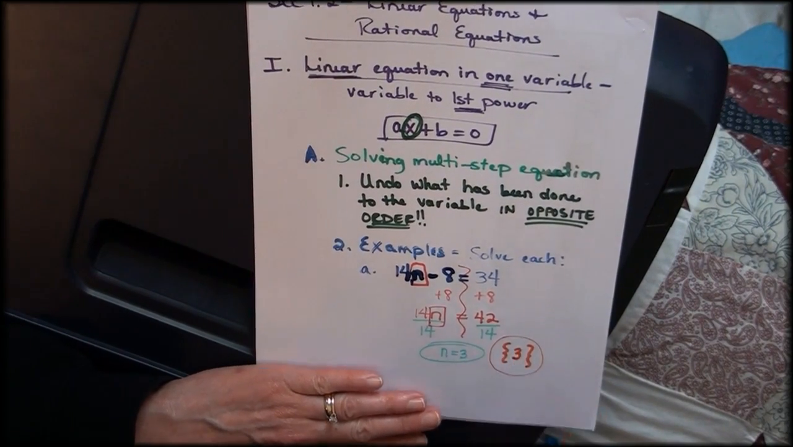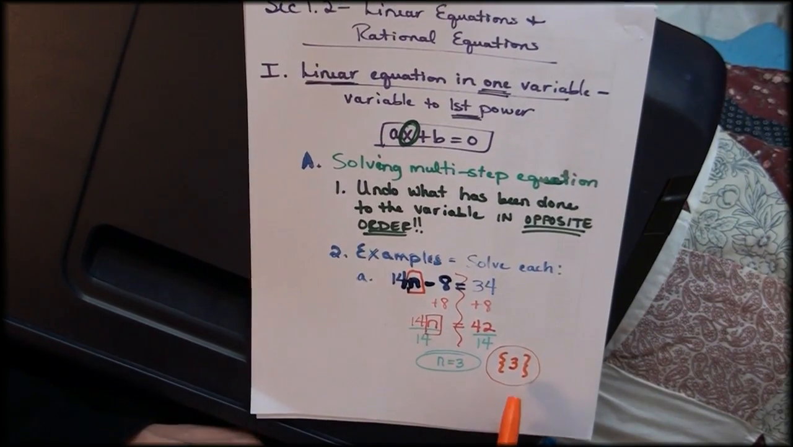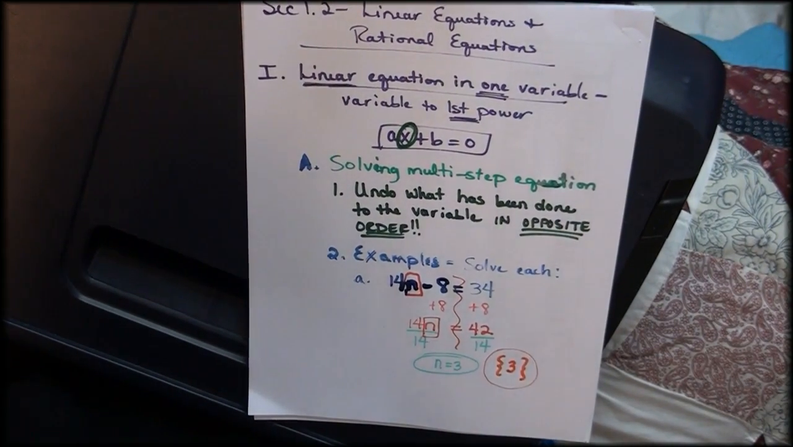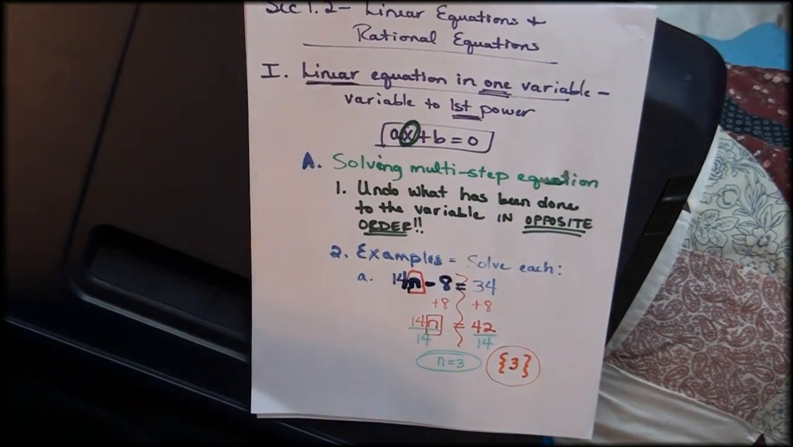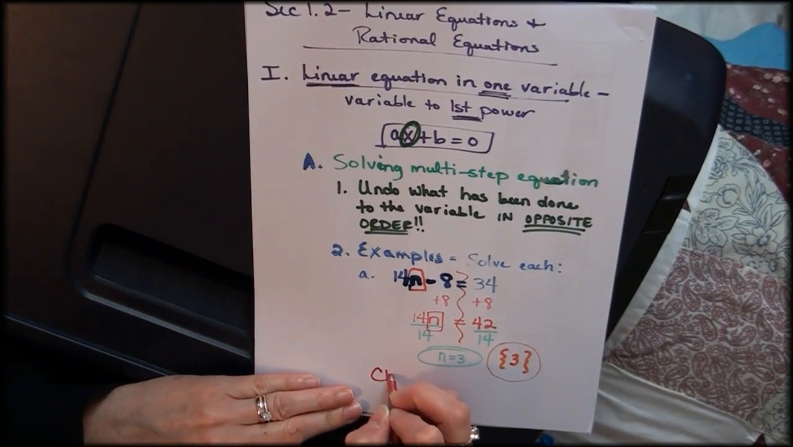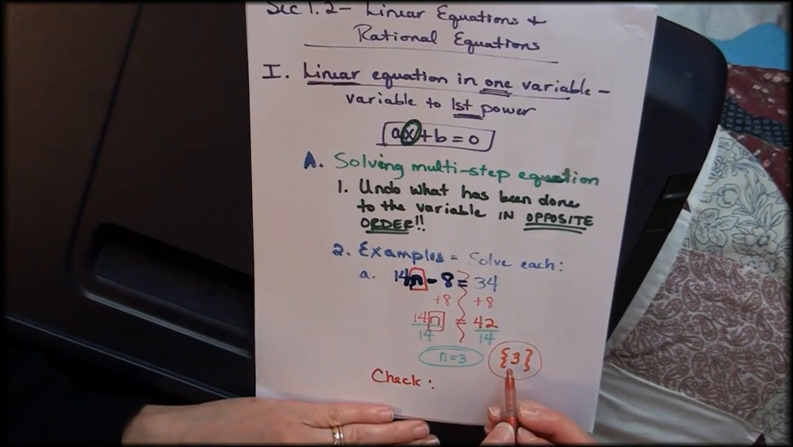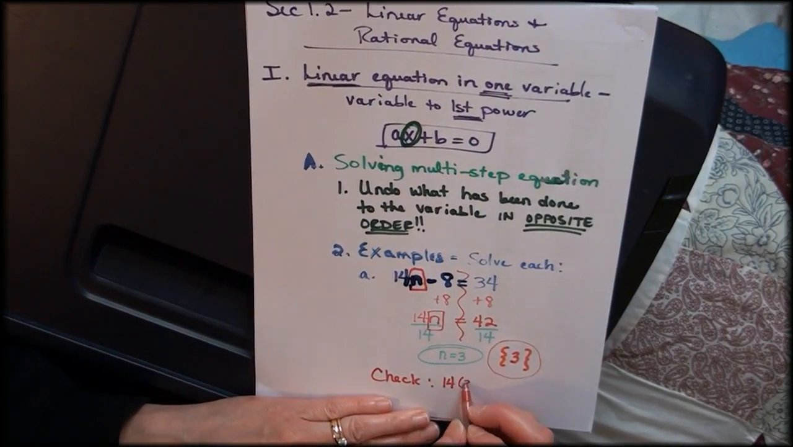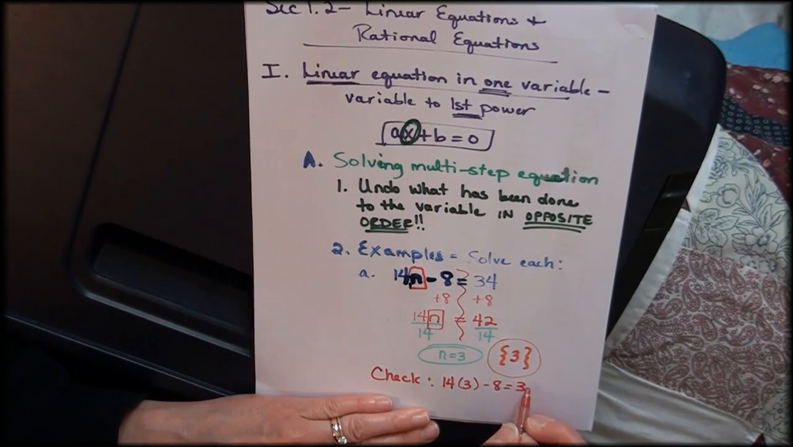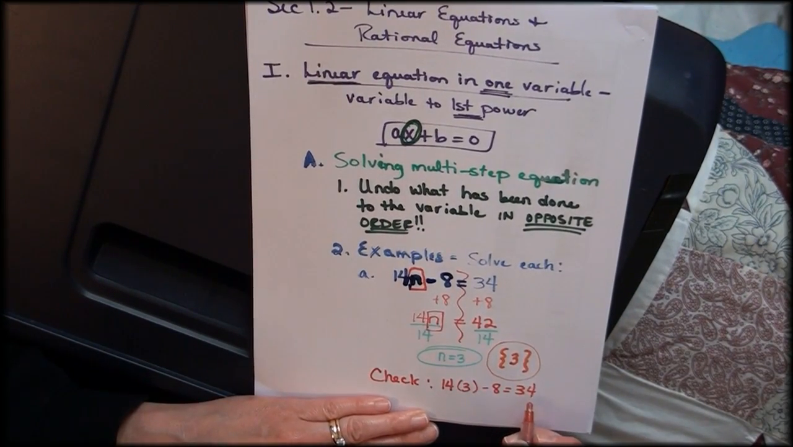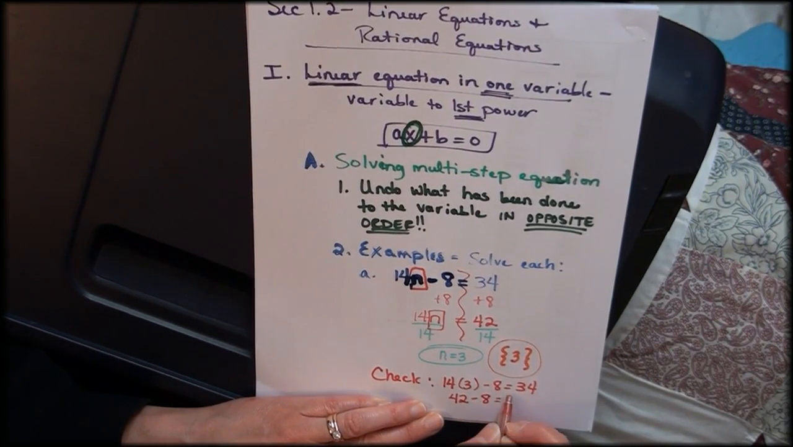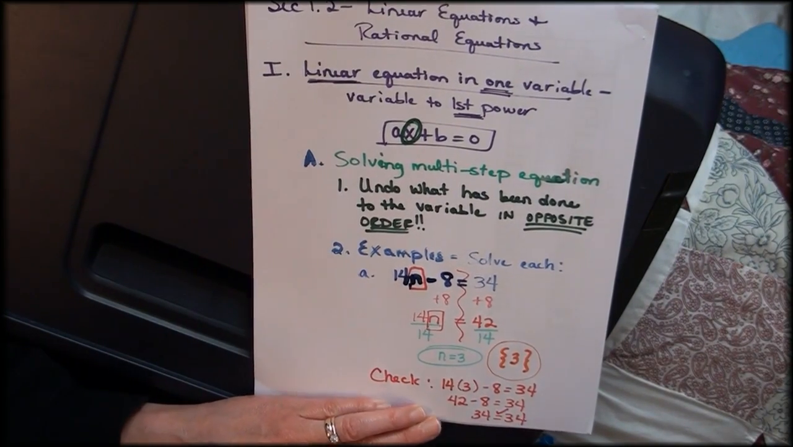So sometimes books or teachers will have you write your answer in this case, where that means the set of numbers that will work is the set that has a 3 in it. Now, if you want to check this, that means that n is going to be a 3, so you should be able to put a 3 right here where this n is. And like I said, do the order of operations over here, and it should be a 34. Well, 14 times 3 is going to be 42. 42 minus 8, sure enough, is a 34. And since 34 is 34, we know it's right.